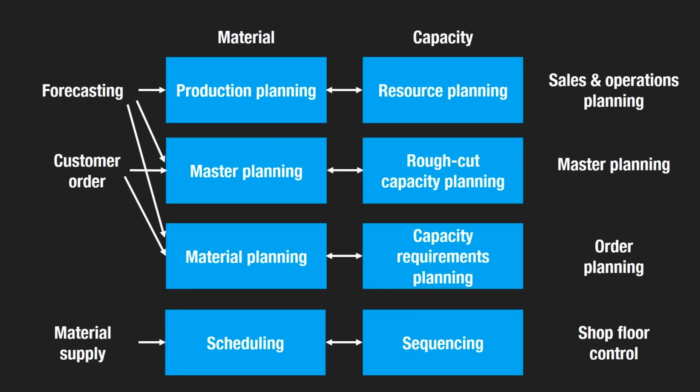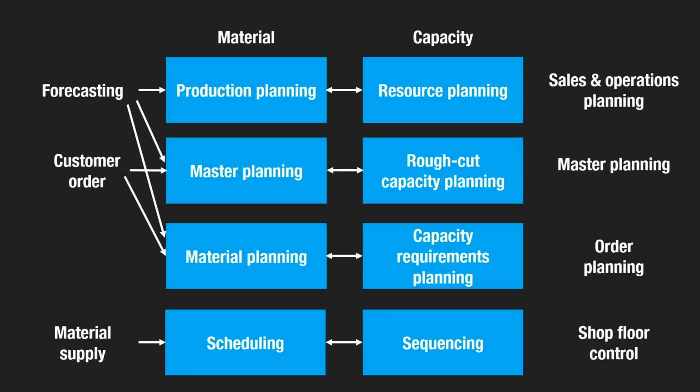If we look at the planning hierarchy, we can see that we have two sections. The one on the left side with material planning, and the one on the right side with capacity planning. In this section, we will focus on the capacity side. From the sales and operations planning, we will get the production plan. And here we normally talk about product groups or product families.